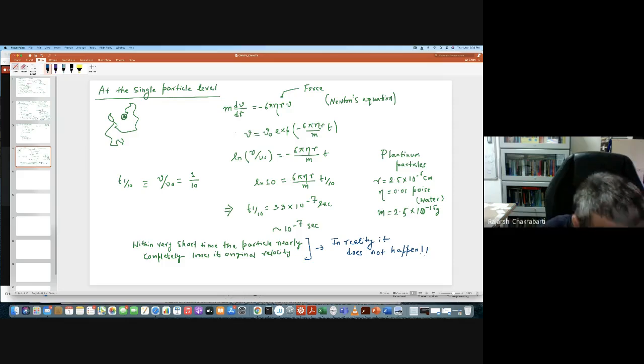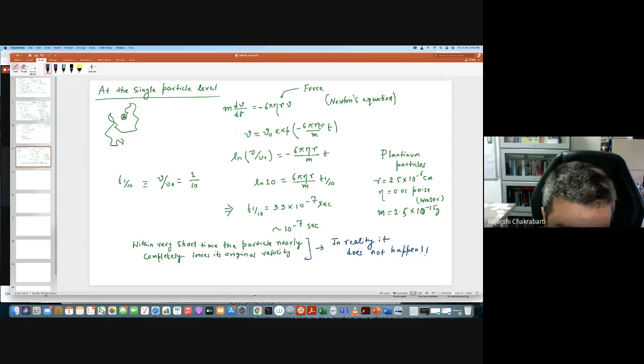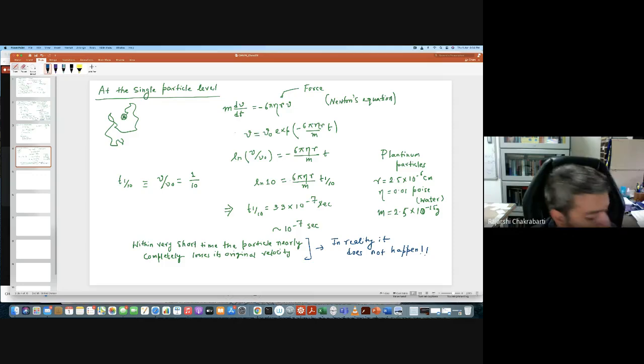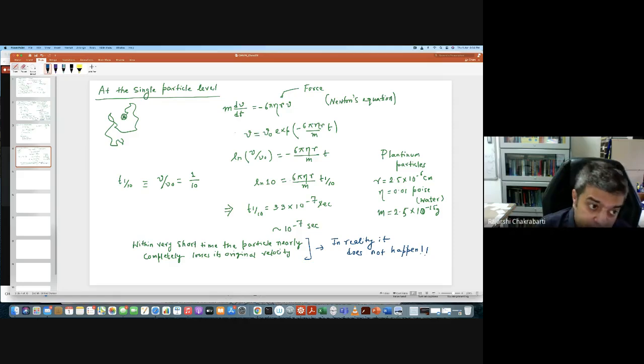So basically, it means that there should be a mechanism by which the particle remains rather alive in a way. It doesn't stop. So it tells you that I have to go back and check my Newton's equation. I'm doing classical mechanics, but this Newtonian description is not complete here. It is incomplete. So what should I do now?